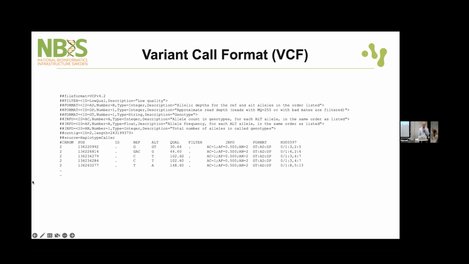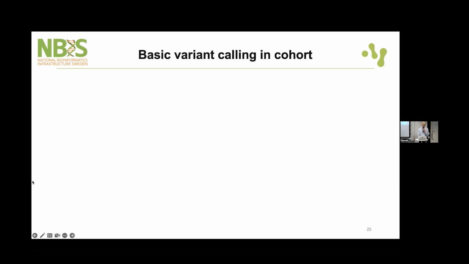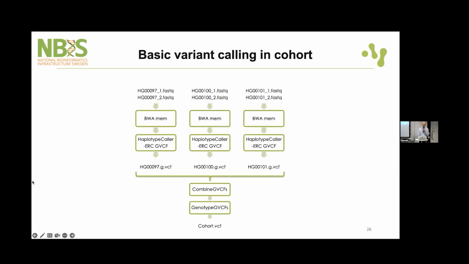So we have the variant call file for the single sample, and we are now ready to extend our workflow for multiple samples. To do that, we will perform a very similar workflow individually for each of our samples, and we will be using 3 samples from the 1000 Genomes project. First, we align to the reference genome using BWA.